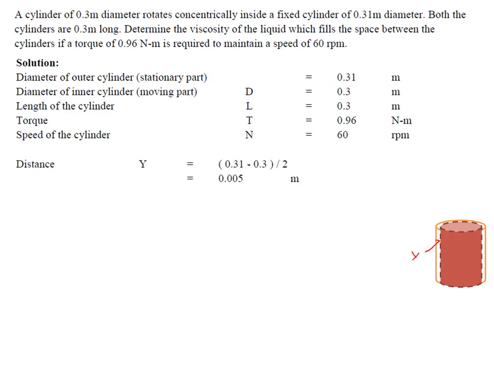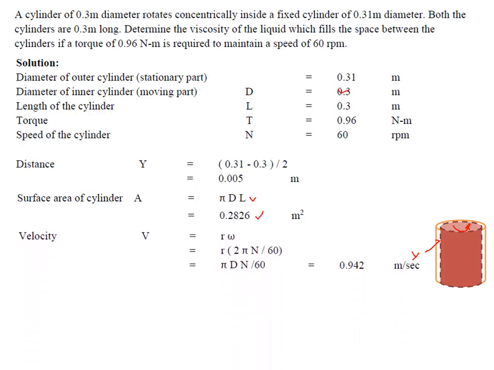The inner cylinder is rotating. Now I want the surface area of that inner cylinder, so it is pi D into L. You have to take D as 0.3, not 0.31, multiplied by L. So you'll get 0.2826 meters square. Velocity: you know that V is equal to R into omega, and omega is nothing but 2 pi N by 60, or you can use pi D N by 60 as the formula. Velocity is always for the moving part, so D is for the moving part. Therefore pi into D, which is 0.3, into 60 divided by 60, gives 0.942 meters per second.